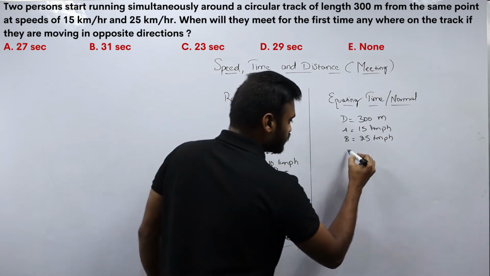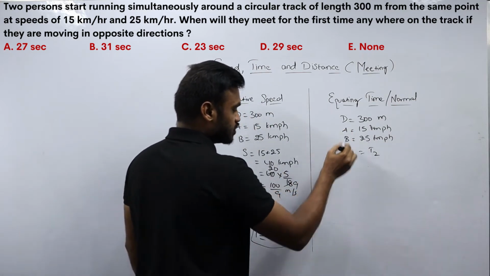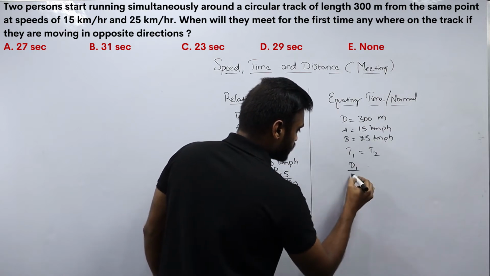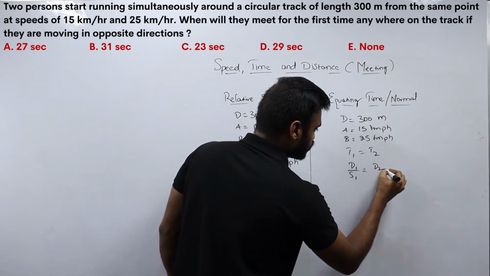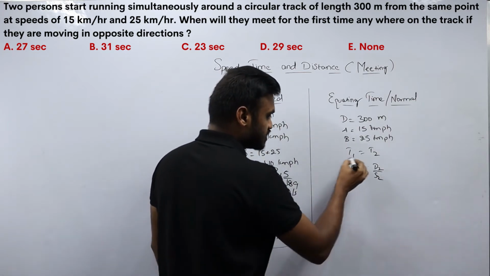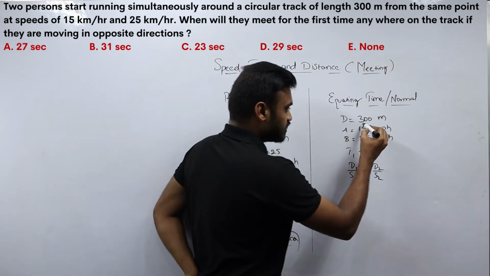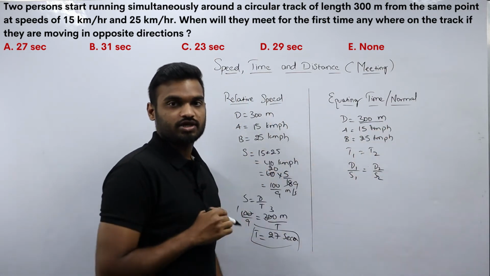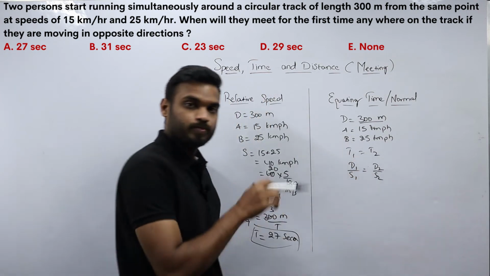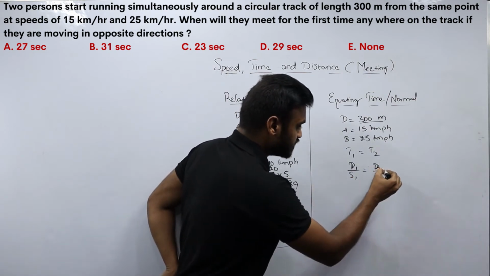Now T1 equal to T2. T1 is the time taken for the first person to meet the second person. Now T1 equal to D1 by S1 equal to D2 by S2. What is the distance by the first person? We don't know the distance traveled by the first person in this 300 meters. Remember, this 300 meters is the total length of the circular track. But we don't know the distance traveled by person 1 to meet the second person. So I am keeping it as D1 and D2.